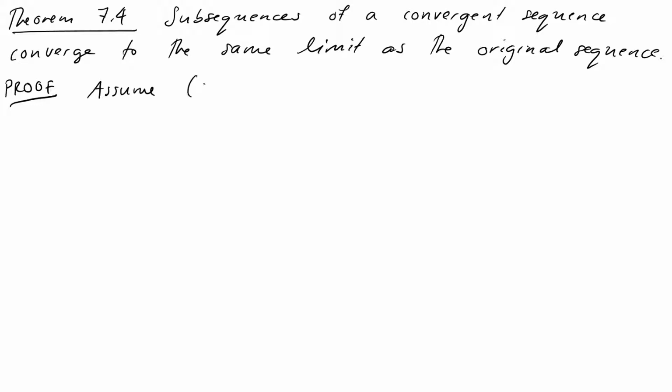So assume that a sequence a_n converges to A. That's just an economical way of saying let a_n be a convergent sequence and let A be the limit of such a sequence. We can just say assume the sequence a_n tends to A, and that will give us all the context that we need.